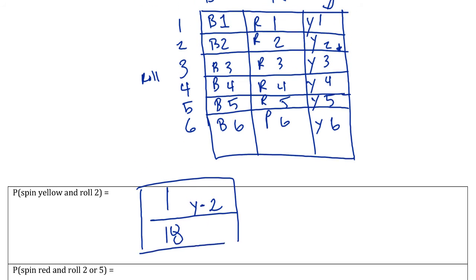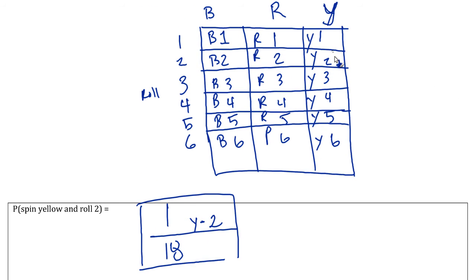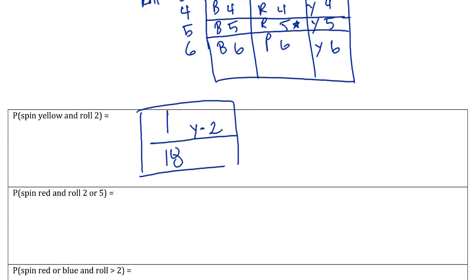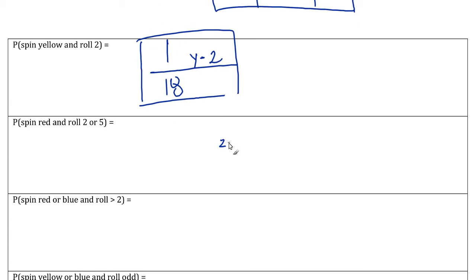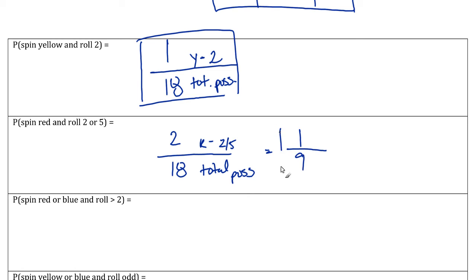Spin red and roll 2 or 5. So spin red and a 2 or 5. It's either this one or this one. So I'll put red, 2 or 5. There were 2 of them out of 18 possibilities. We can reduce that to a 1 in 9 chance of happening.